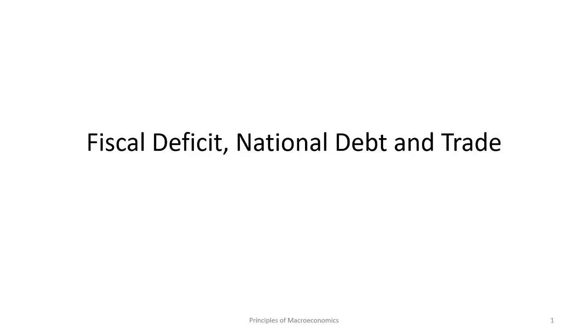So in this lecture, we will be discussing the connection between fiscal deficit, national debt, and trade. Now, you might be hearing a lot about the rising national debt, which is now more than $20 trillion. In addition, we are also talking about the rising trade deficit. And what I'm going to show you is that there's an interconnectedness between fiscal deficit, national debt, and trade deficit.